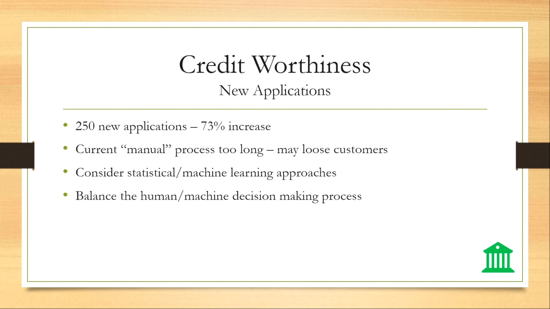So the bank has seen an increase of 73%, and it's gotten 250 new applications. The current manual process may be too long, and the bank may end up losing customers. So we've got to look at a statistical learning approach to balance this human-machine decision-making process.